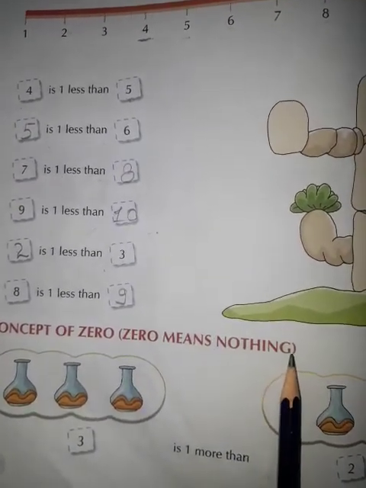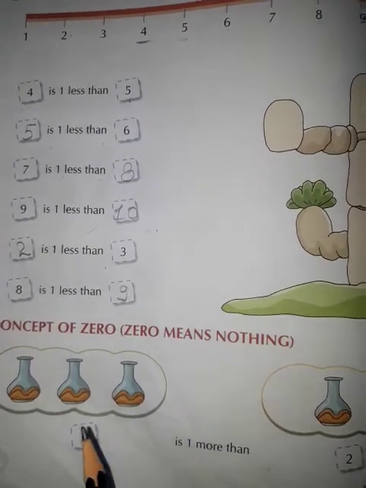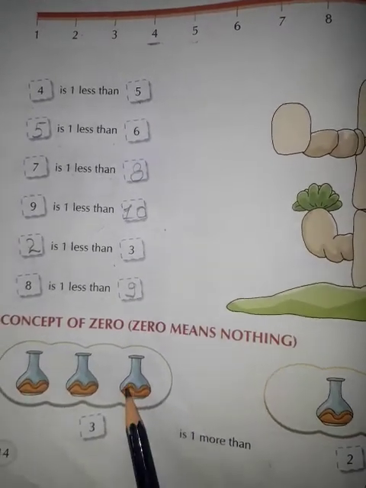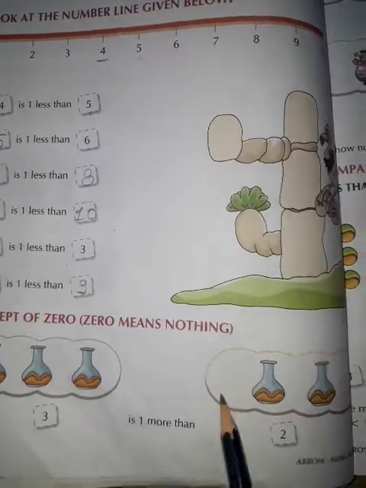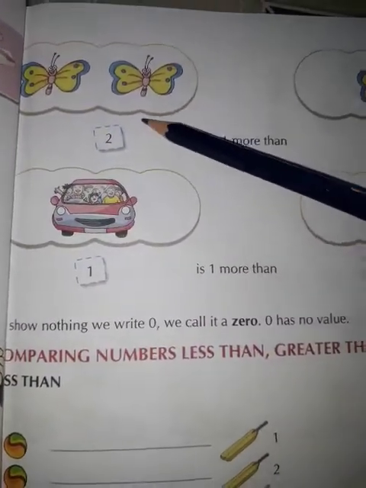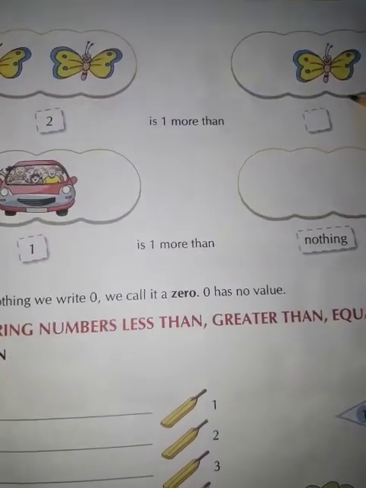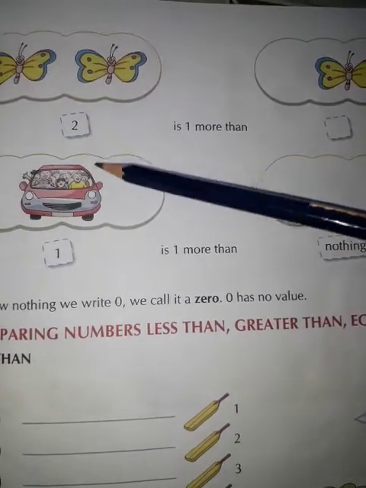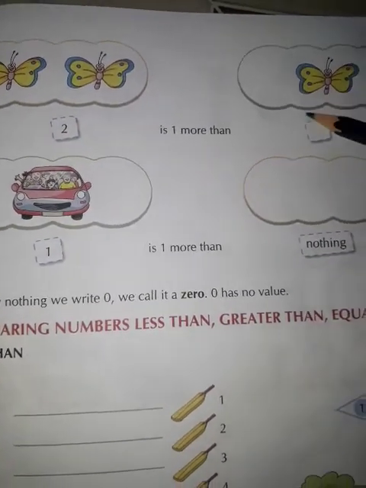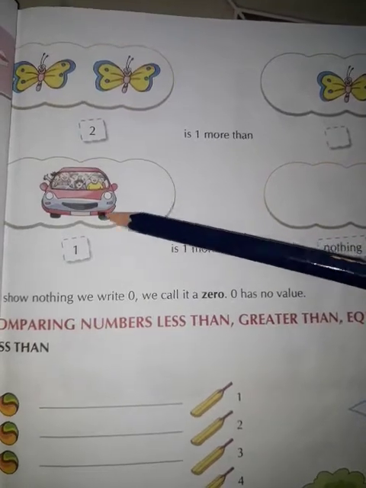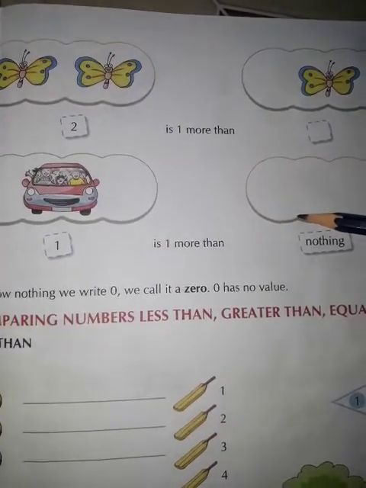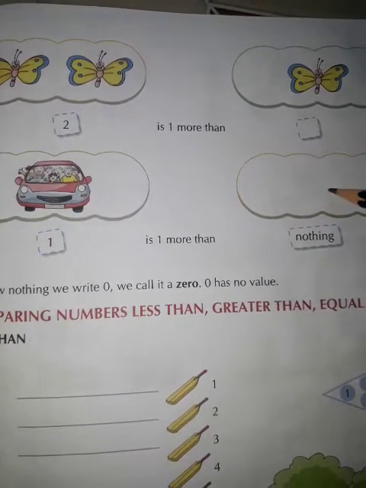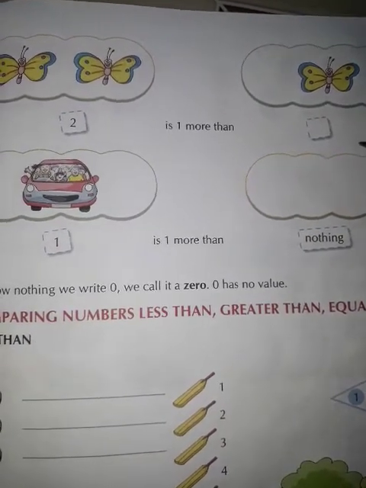Zero means nothing. You can see in this picture three pots and two pots in this picture. You know that three is one more than two. Same thing, you can see here two butterflies on this side and one butterfly on this side. You know that 2 is 1 more than 1. And you can see here one car on this side and there is no car. So it means 1 is more than nothing. Here is nothing, 0.